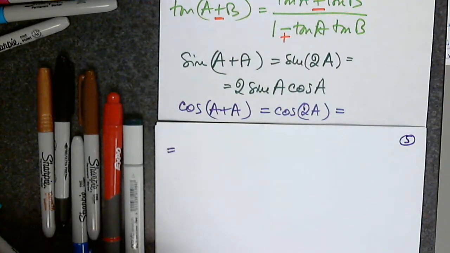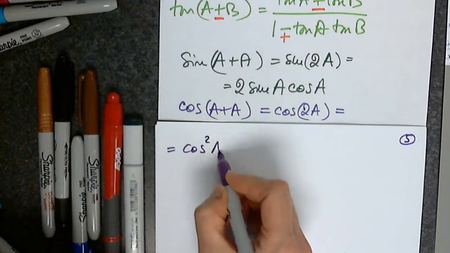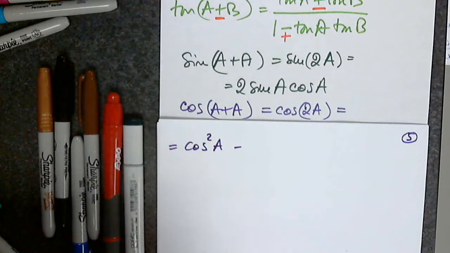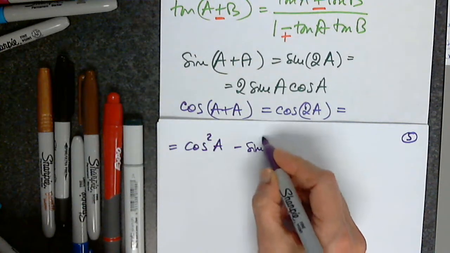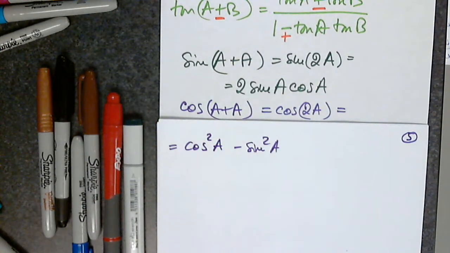Cosine A minus... So you have cosine A times cosine A. How much is cosine A times cosine A? Cosine squared. Exactly. So this is cosine squared A minus sine squared A. This is not to be confused with 1. 1 is sine squared plus cosine squared. This is specifically cosine squared minus sine squared. And this is it. You cannot simplify it.